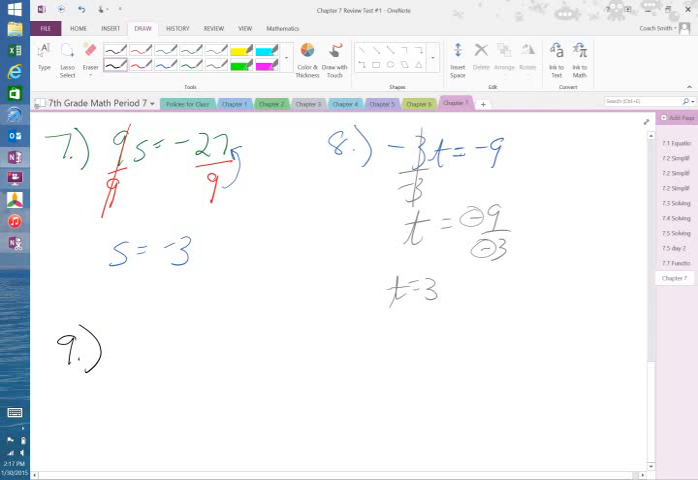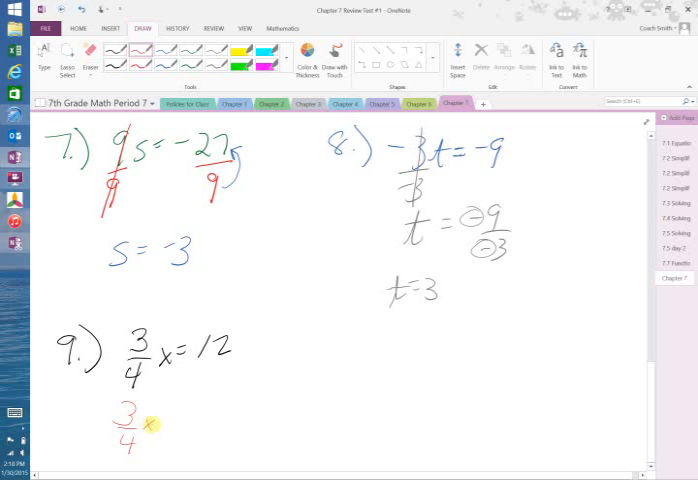Number 9. 3/4 x is equal to 12. Now, who can tell me? We talked about this the other day, several times this year. When I have a fraction in front of the variable, what do I do to solve the equation? Brandon? Sort of. It's not what I'm looking for. Levi? Yes. You multiply both sides of the equation by the reciprocal.